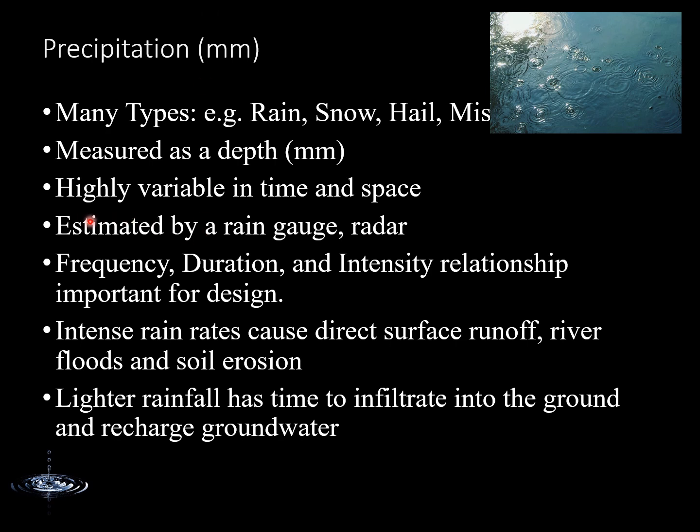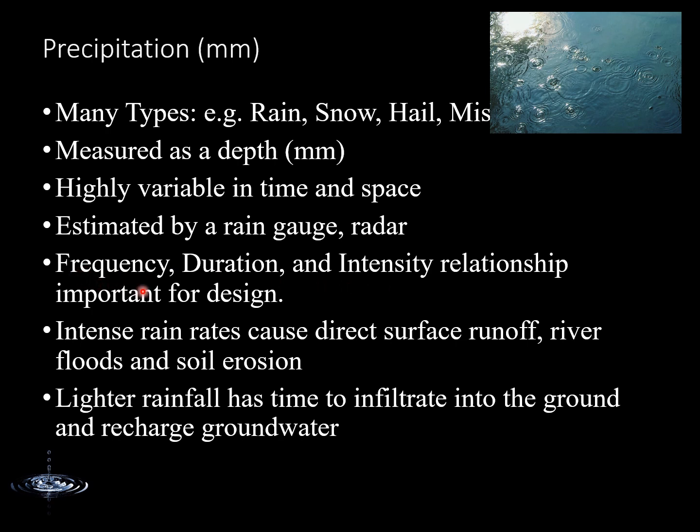Now, rainfall depth is generally measured in terms of millimeter, and rainfall intensity is measured in terms of millimeter per hour. So there are two things that we need to remember: depth of rainfall and intensity of rainfall. So depth of rainfall means the amount in terms of millimeter, whereas intensity is that depth per unit of time. So that is millimeter per hour.